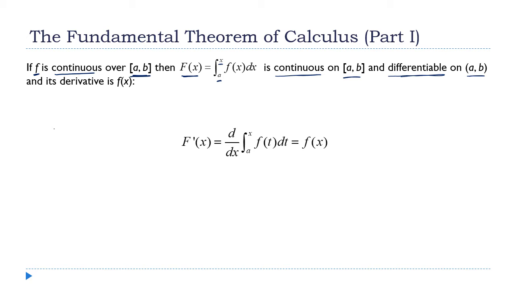Okay, now the equation here, this is the part that makes the connection I talked about on the last slide. If we take the derivative, notice the little apostrophe here, of capital F, that is the derivative of that definite integral, then we get the original function back. Now, think about what this is saying. If we take a function and integrate it, then differentiate the result, we end up back with the original function.